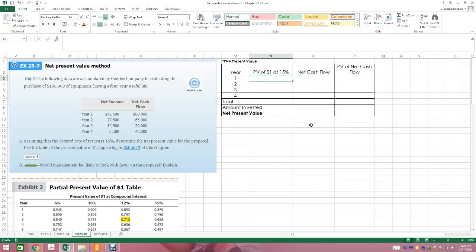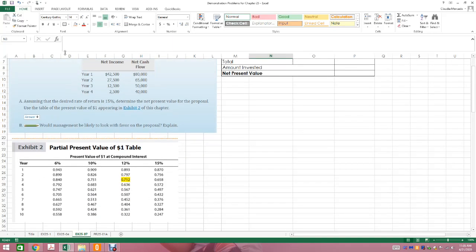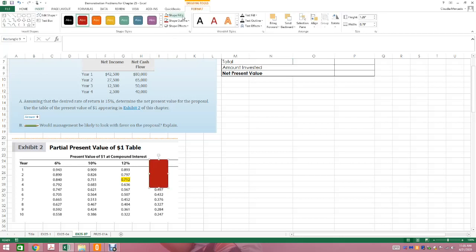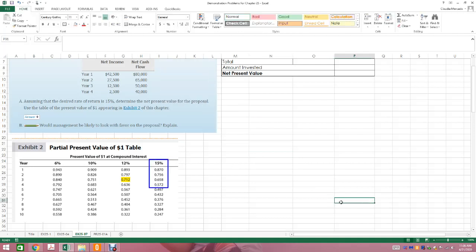So let's look at how we're gonna calculate. I've set up the problem this way. I'm gonna have my years 1 through 4 because this is a 4-year useful life, okay? Now, the first thing is to figure out my present value of $1 at the 15% rate of return that they're wanting, okay? So, to do that, I need to look at my present value table, okay? The rate of return is 15%, so I'm gonna be looking at the 15% column, and we're looking at 4 years, okay? So I'm gonna be looking at 15%, and the first 4 years, okay? So that's what I'm gonna be looking at, okay?